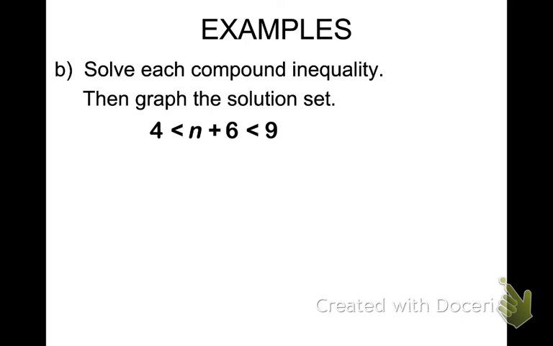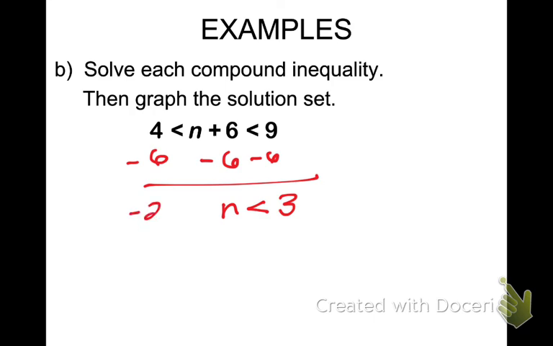So if I ignored this left side, how would you get rid of the n plus 6? -6. So I would minus 6. If I minus 6 here, I'm left with n less than 3. But I have an inequality sign here, and I have a 4. So now I'm going to minus 6 over here to the 4, which 4 minus 6 gets me -2, bring down my inequality. So now I know that n needs to be between -2 and 3.